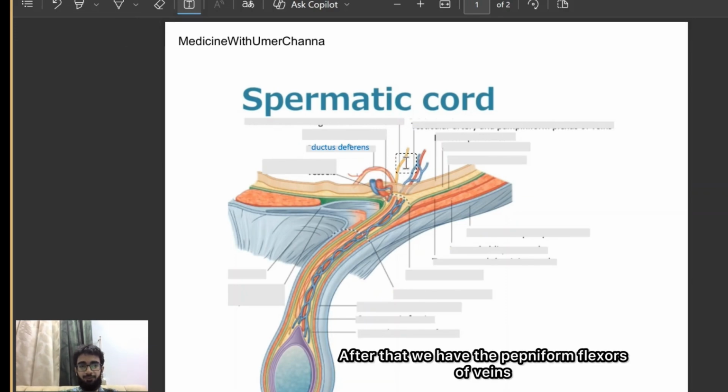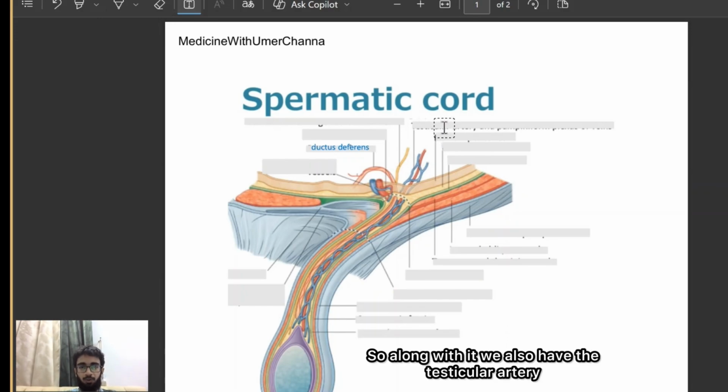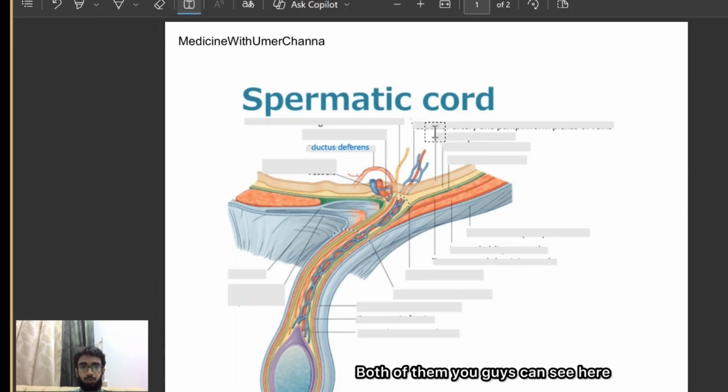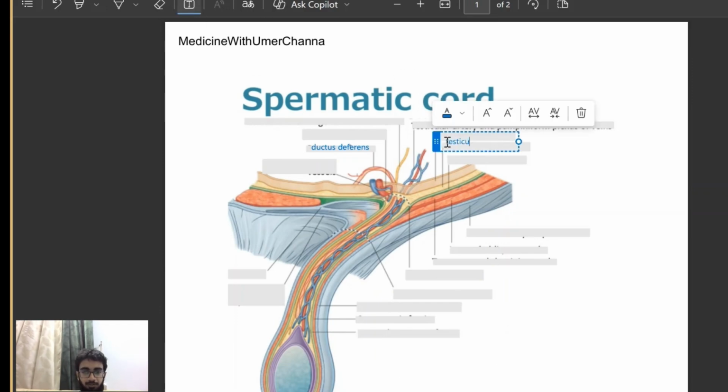After that, we have the pampiniform plexus of veins, which is basically a network of veins. They drain the blood from the testis into the testicular vein. Along with it, we also have the testicular artery. Both of them you can see here. This is the pampiniform plexus. Along with it, we have the testicular artery. So we label that as well. Testicular artery plus pampiniform plexus.